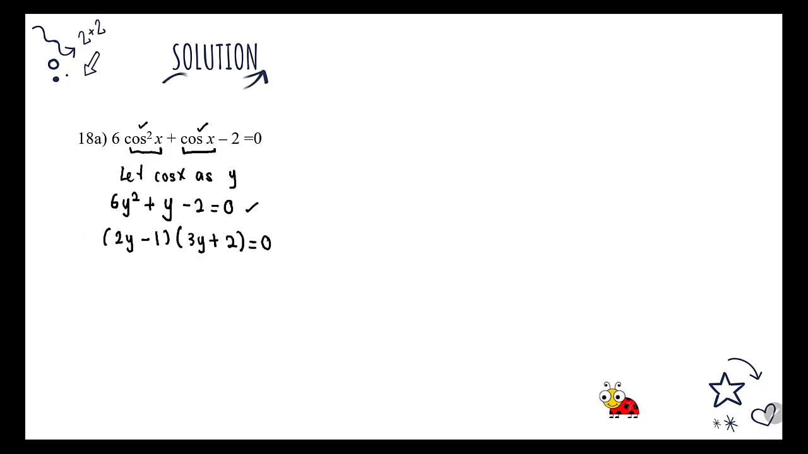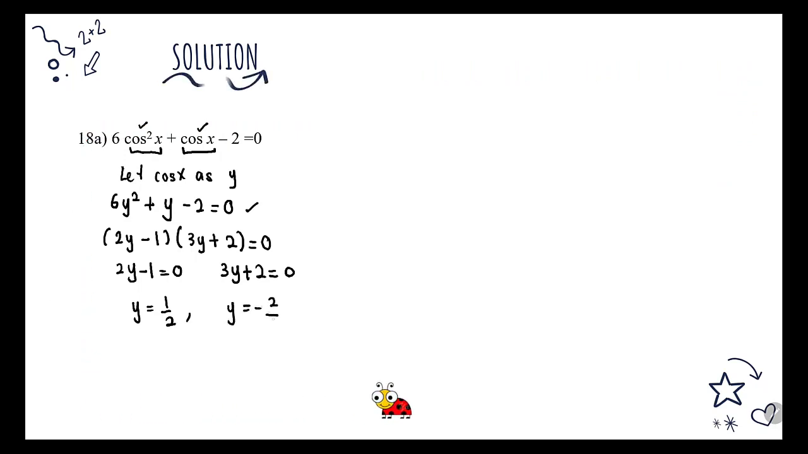Okay students, I hope you are following. From here, we can solve 2y minus 1 equals 0 and 3y plus 2 equals 0. So we will be getting two values of y: y is 1 over 2 and y is negative 2 over 3. But we must remember, we are not trying to find the solution for y. We are trying to find the solution of x.